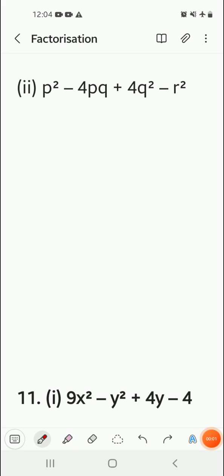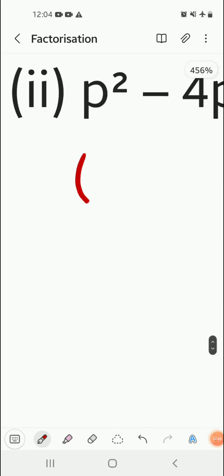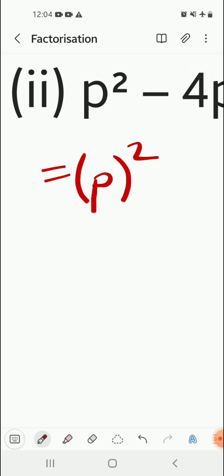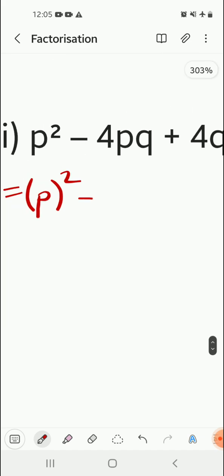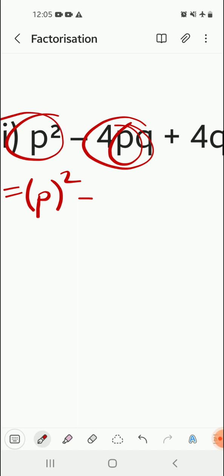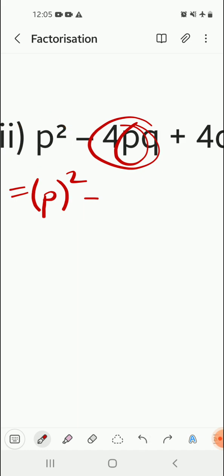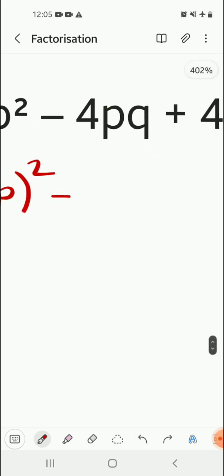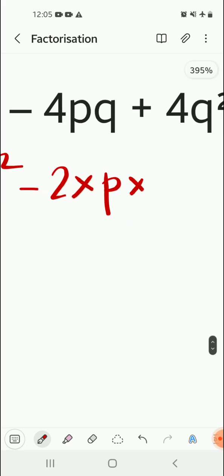Today's topic is factorization. See here, just put it inside the bracket, p whole square minus. Break it up. Here we have p in common with p square. So first we will break it up into some parts, and we are going to write 2 into p into what we are left with, 2q.